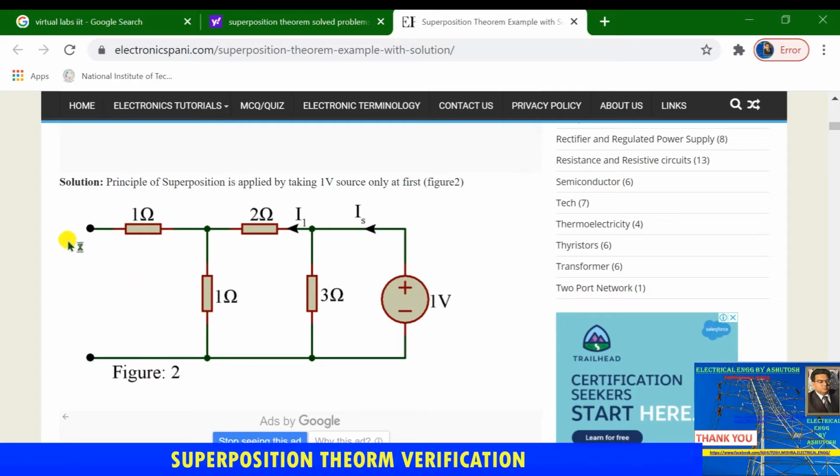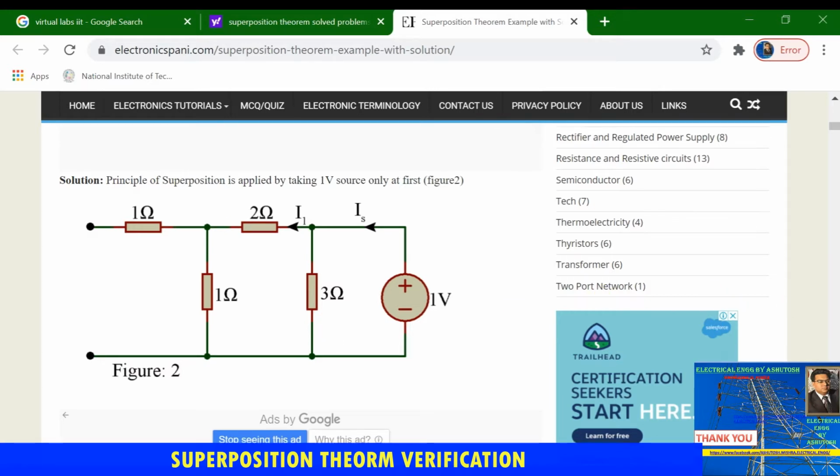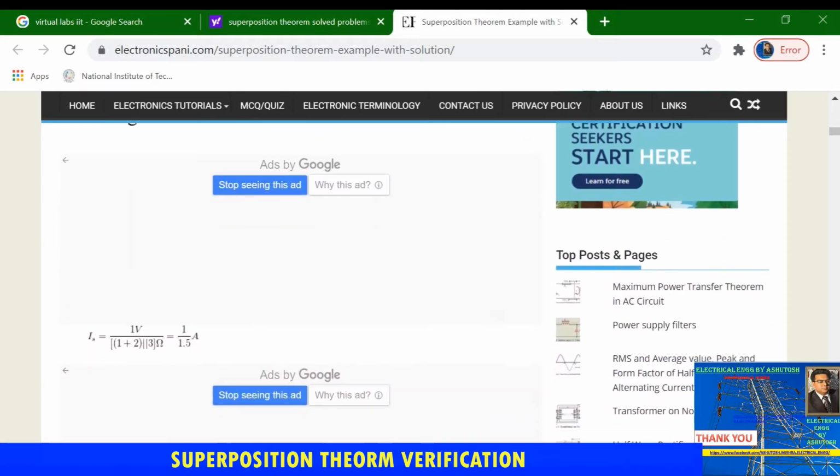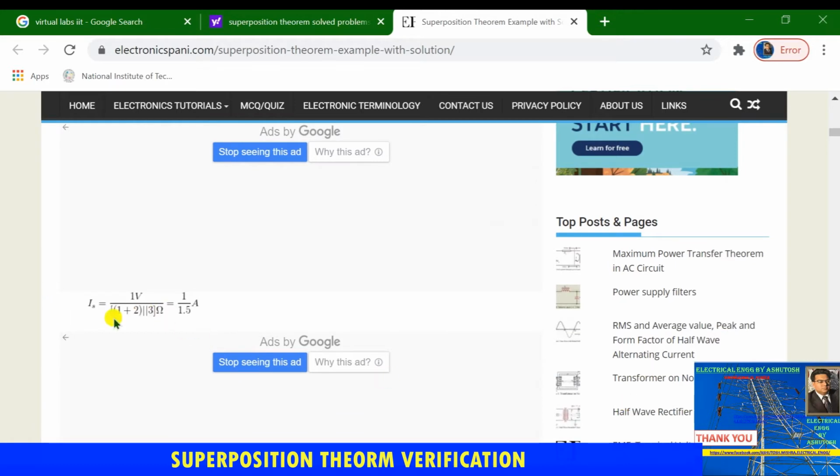So we have this circuit open circuited. No current flows in this 1 ohm branch. Now current will flow from here. The 1 volt voltage source will supply current, and the current will divide in this branch and this branch. So how do we calculate the current? We can calculate the current by the resistance reduction method.